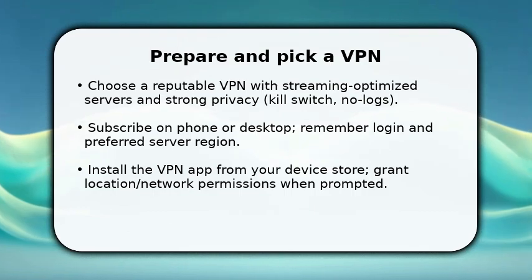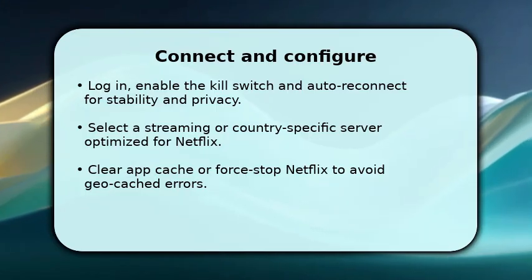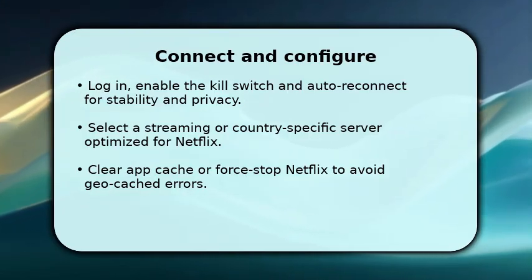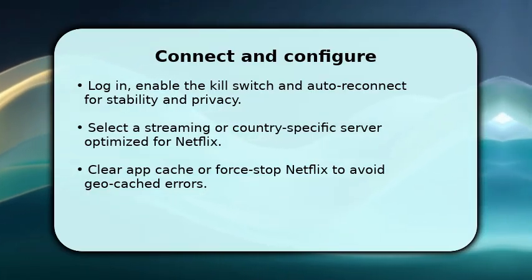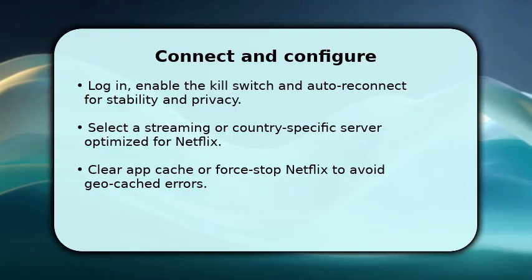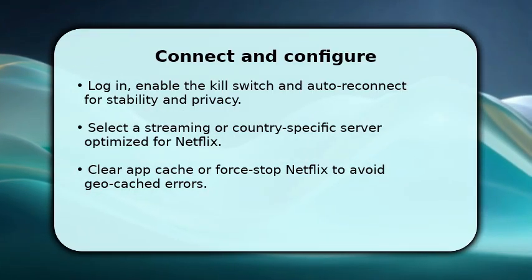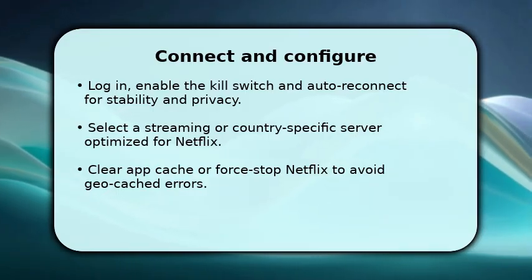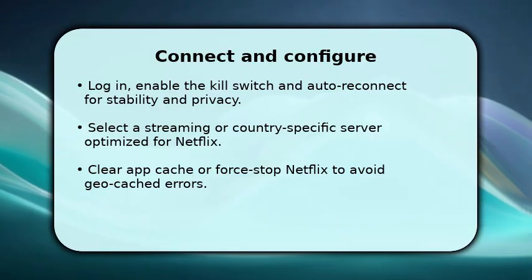Now log into the VPN app and enable the kill switch and auto reconnect. This keeps you private if the connection drops. Then pick a server labeled for streaming or choose the country whose Netflix library you want. Optimized servers reduce buffering. Once connected, go to your phone settings and clear Netflix app cache or force stop the app so it forgets the old location. This avoids geocached content blocking.